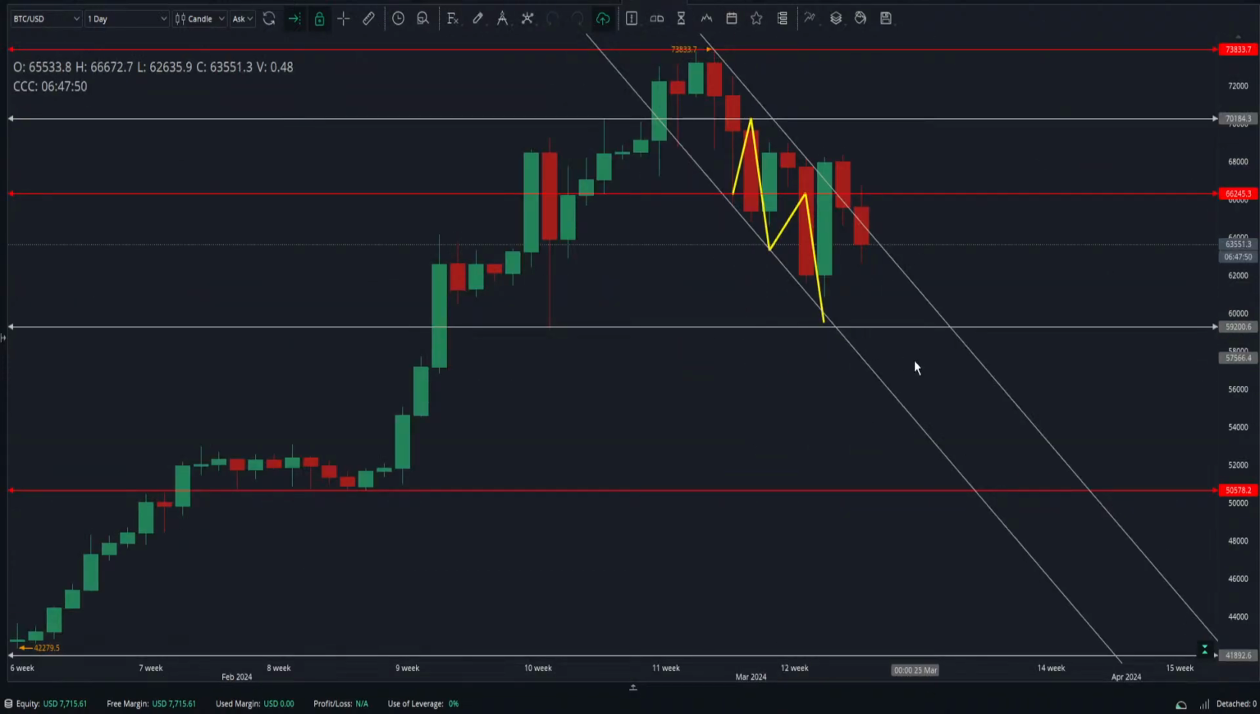Talking about Bitcoin, I think we have discussed this, that Bitcoin is going lower. Now support is 59,200. If that holds, then fine. If it doesn't hold, then we can see the levels of 50,578.